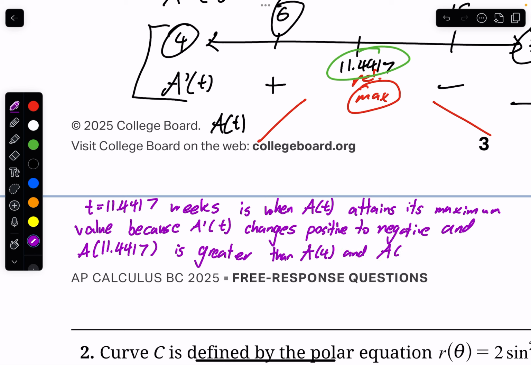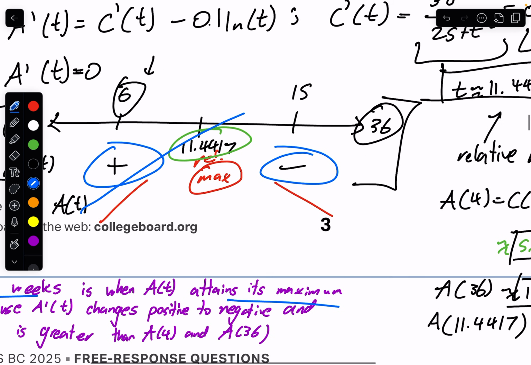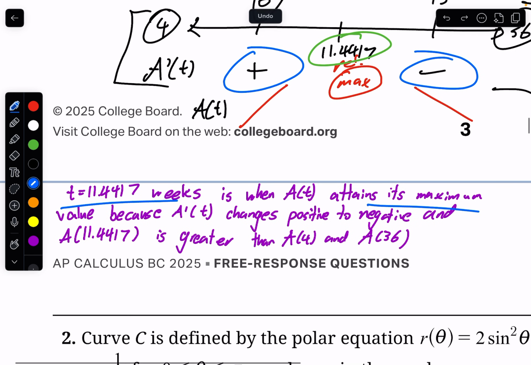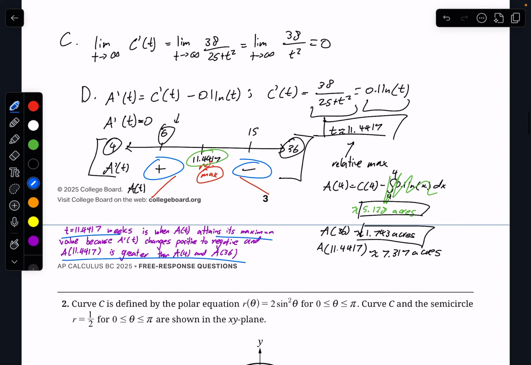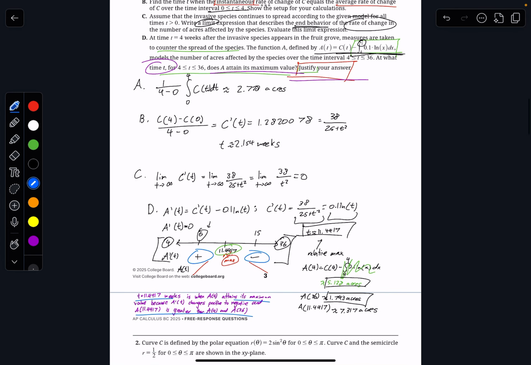So the key points to acing this FRQ in part D were saying what t value it is, which is what the question asks, saying it attains the maximum value. And why does it attain the maximum value? Because A prime changes from positive to negative based on our sign chart. We can't use this sign chart in our justification. You can't say our sign chart says this, because they don't grade that anymore. But it changed from positive to negative, and this exceeds all the endpoints. So if you did that, you would have properly justified what the maximum value was, and you're done with FRQ number 1.